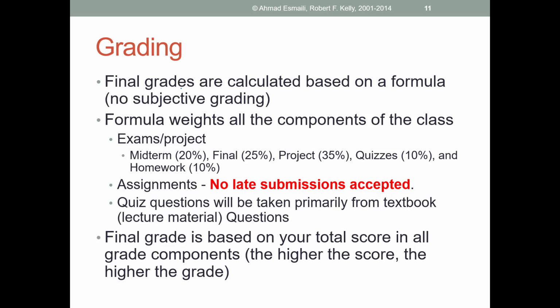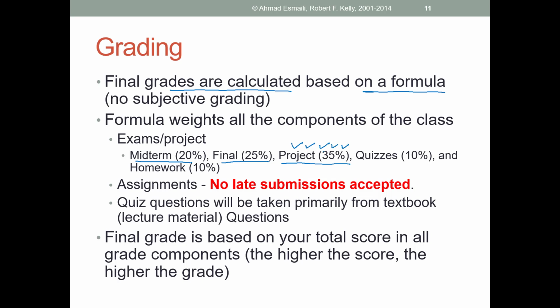So final grades are calculated based on a formula. The formula is over here. Your midterm would account for 20% of your grade. The final exam would be 25%. Your project will account for 35%, which makes the project extremely important.